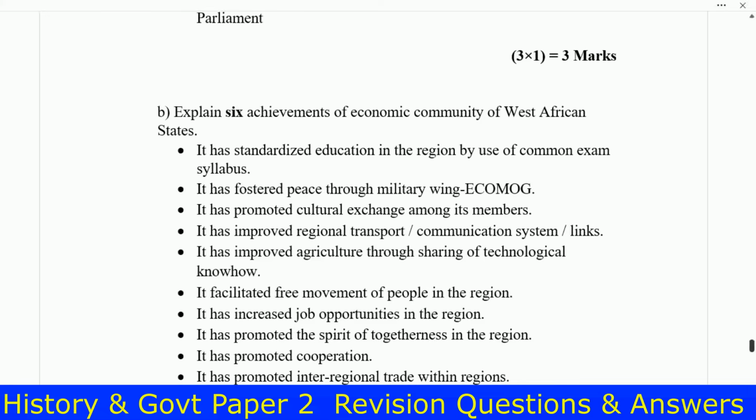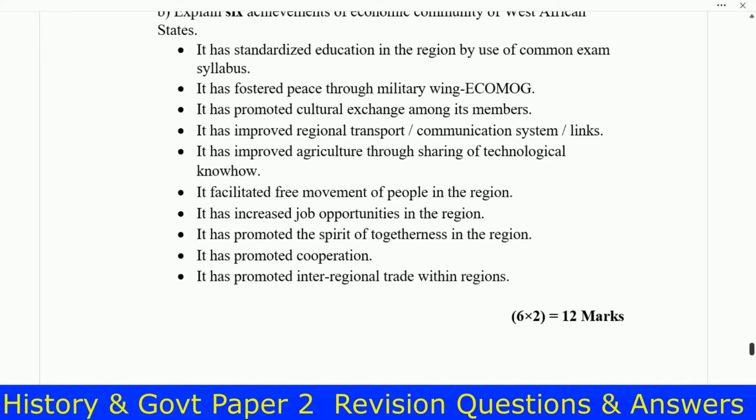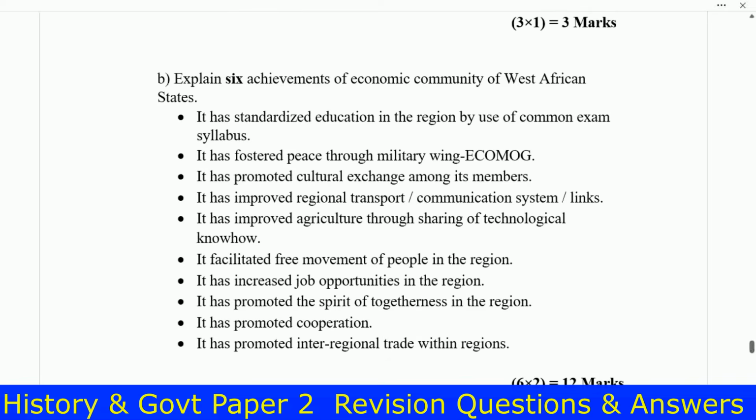23b. Explain 6 achievements of the Economic Community of West African States. It has standardized education in the region by use of a common exam syllabus. Number 2, it has fostered peace through its military wing, ECOMOG. Next, it has promoted cultural exchange among its members. Next, it has improved regional transport and communication links.